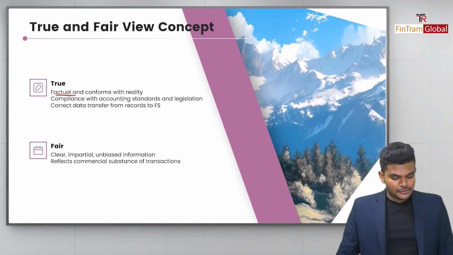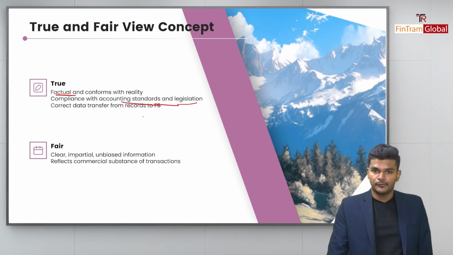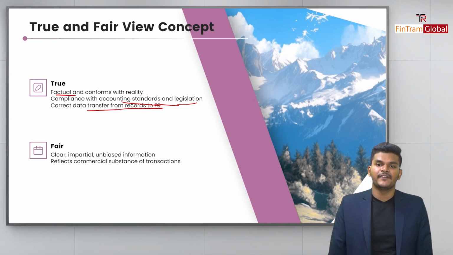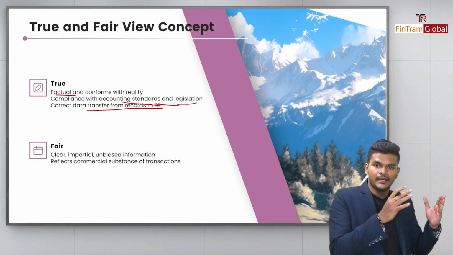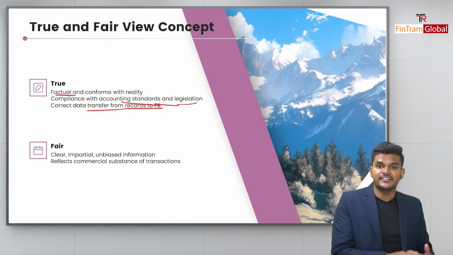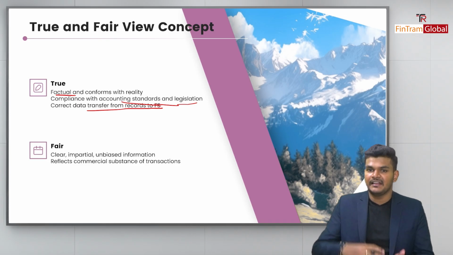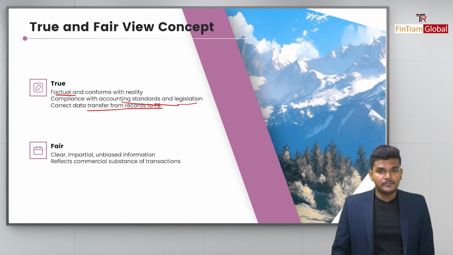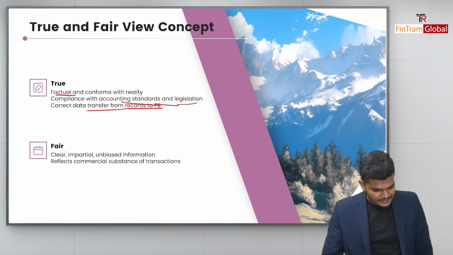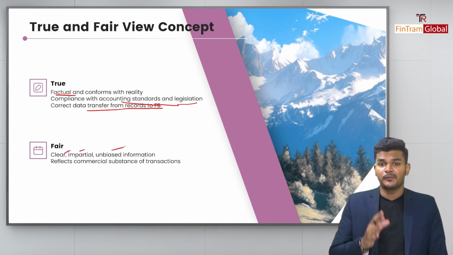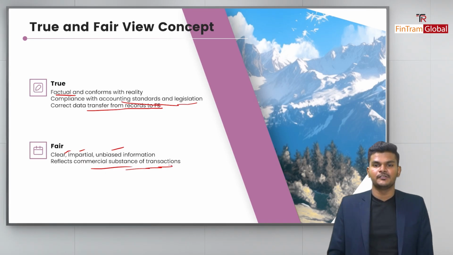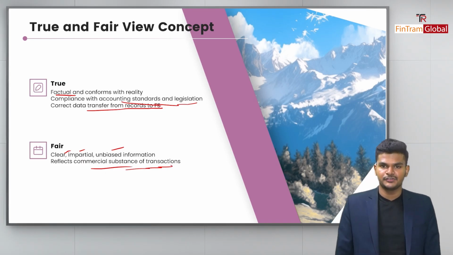And then we also ensure that the accounting standards and legislations are followed. And of course, the data is correctly transferred from the records to the financial statement. As in, have we correctly transferred the journal entry transactions to the ledgers, to the trial balance, and then to the financial statements? Okay, folks. So that's basically the idea. And then fair means that the information should be clear, impartial, and unbiased. It should not be influenced by anything. And then, it should follow the principle of commercial substance over legal form. Okay, folks, all transactions should be recorded that way.